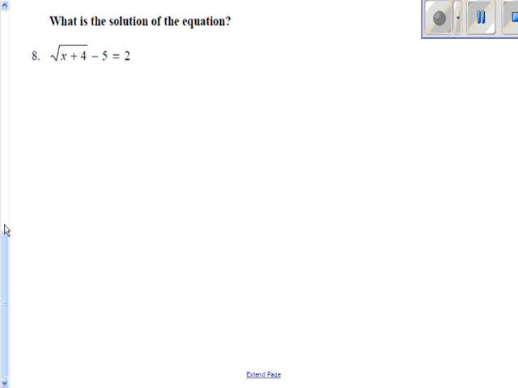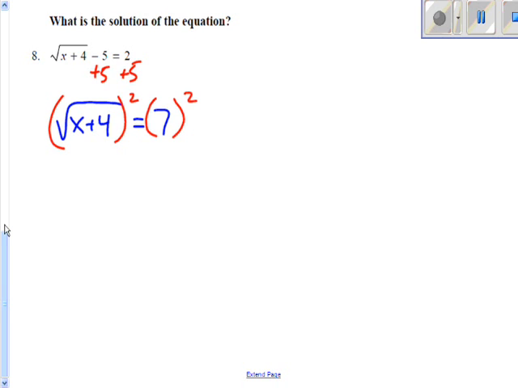In order to get rid of a -5, I have to add 5 to each side. So I'm going to add the 5. What I'll be left with is the square root of x plus 4 equals 7. And now from here I have to undo the radical. Remember, to undo the square root, I'm going to square each side. Remember, radicals and exponents undo one another. The square root and the squared cancel each other out, so I'm just left with the x plus 4. And then over here, 7 squared is 49.